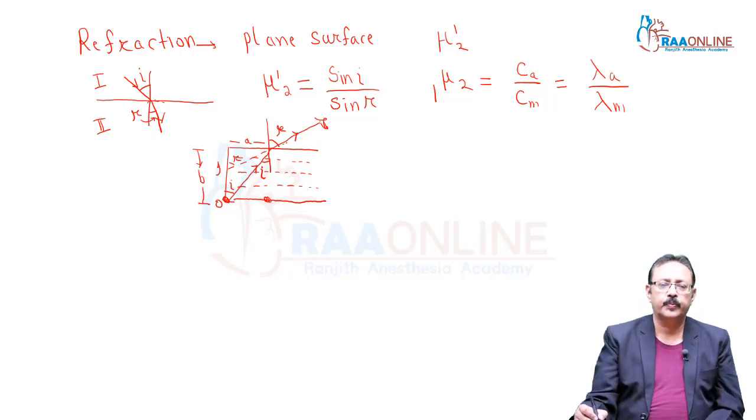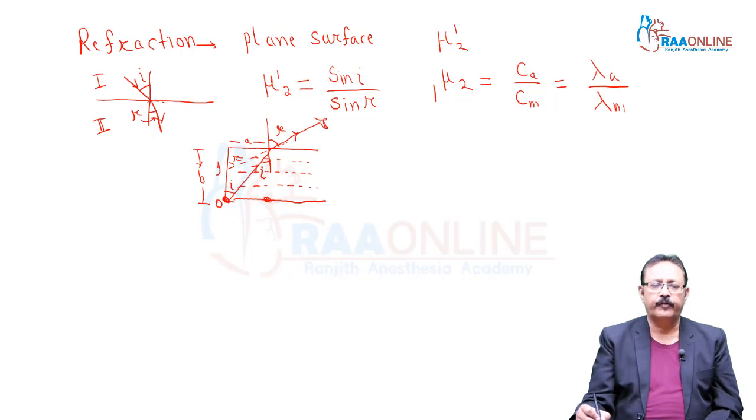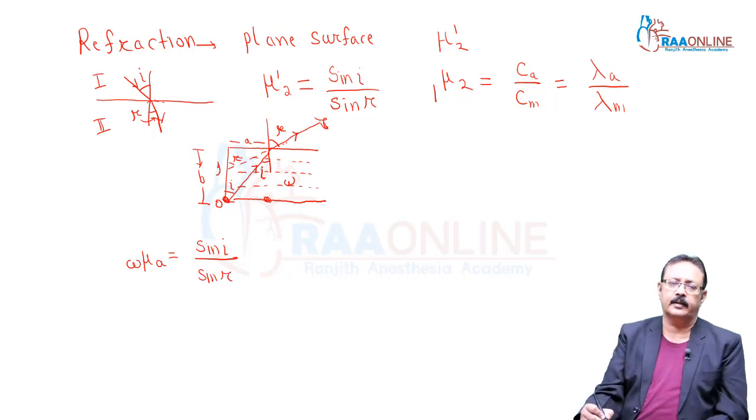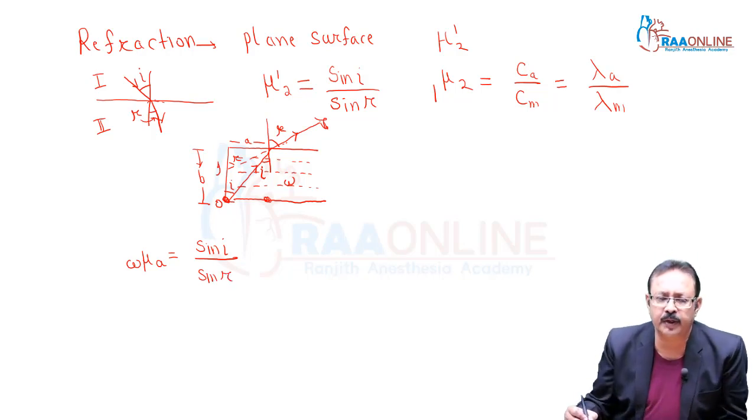What is mu? Refractive index. Suppose this is water. Refractive index of water, as rays are travelling from water to air, is equal to sin I by sin R. But for small angles, sin theta is equal to tan theta. So we can write it as tan I by tan R.